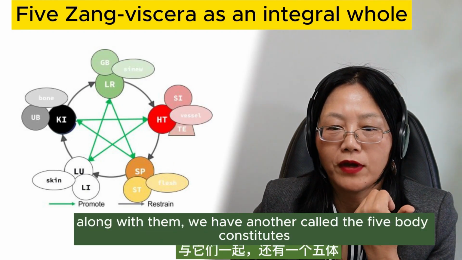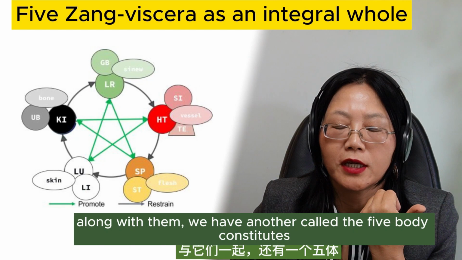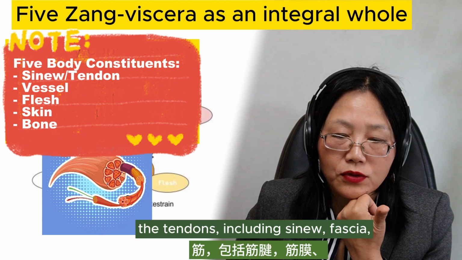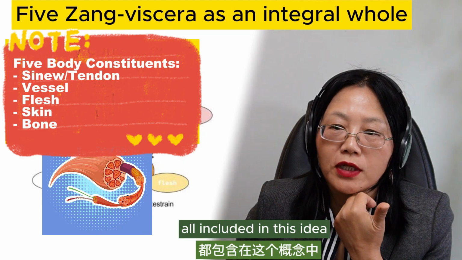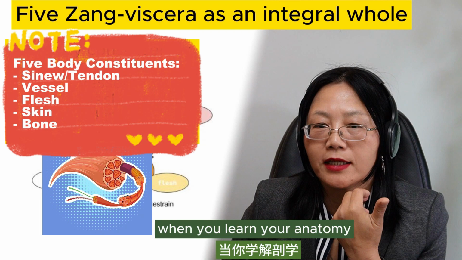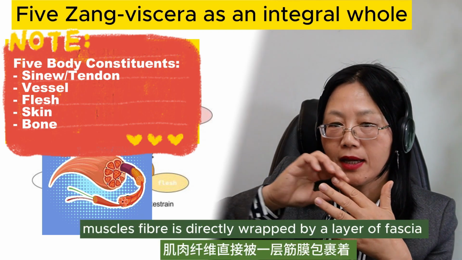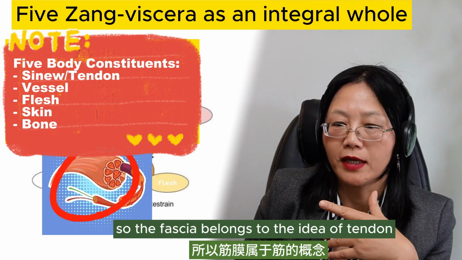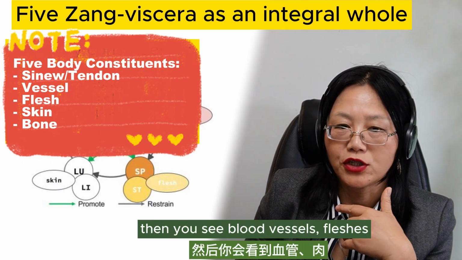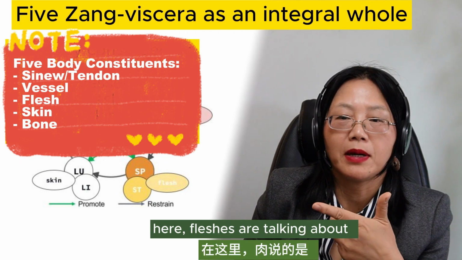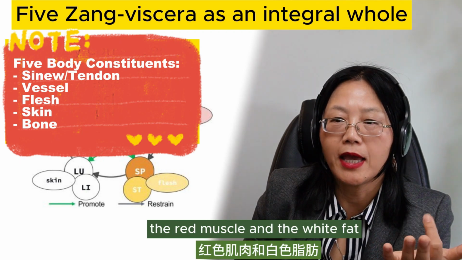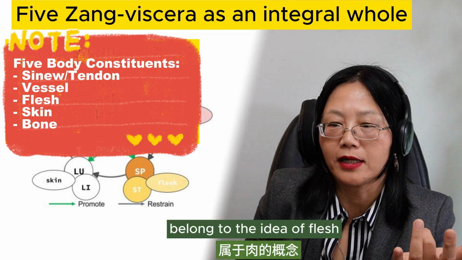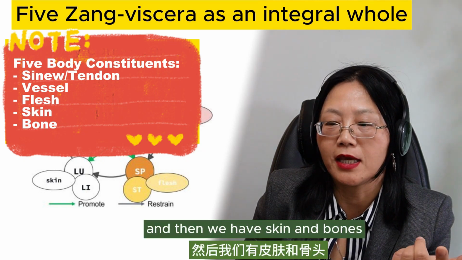With them, we have another, we call it the five body constituents. It refers to tendon. The tendon, including sinews and fascias, are all included in this idea. When you learn your anatomy, each muscle fiber is wrapped by a layer of fascia. The fascia belongs to the idea of tendon. Vessel, blood vessel, flesh. Here, flesh is talking about the muscle, the red muscle, and the white fat. The white fat and the red muscle belong to the idea of flesh. And then we have skin and the bone.